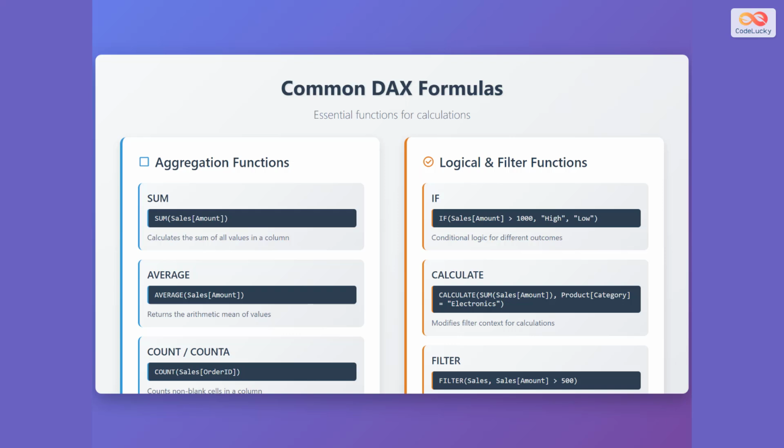Logical and filter functions provide advanced capabilities. The IF function enables conditional logic with different outcomes based on specified criteria. CALCULATE modifies filter context for specific conditions, allowing you to create sophisticated measures. The FILTER function returns filtered tables based on custom conditions, essential for creating dynamic calculations that respond to user selections and report interactions.